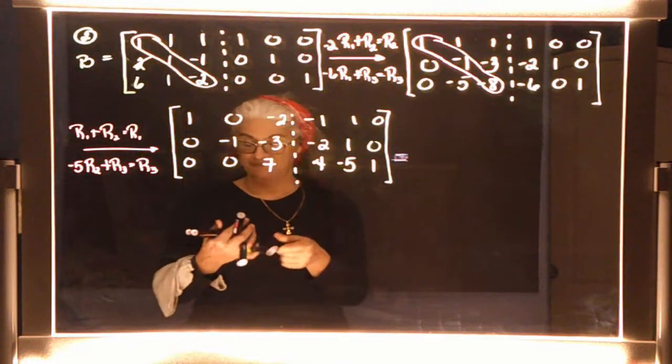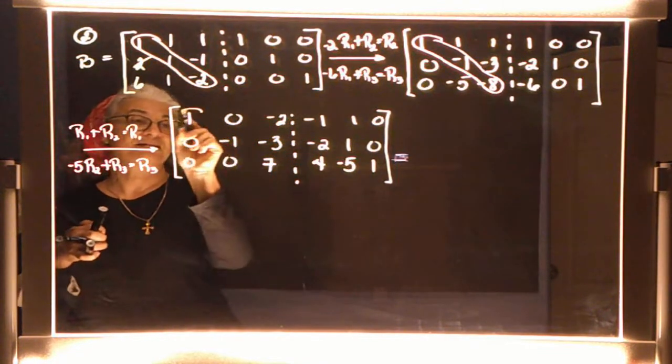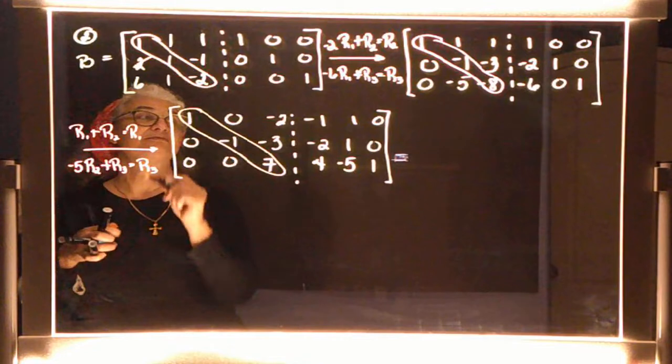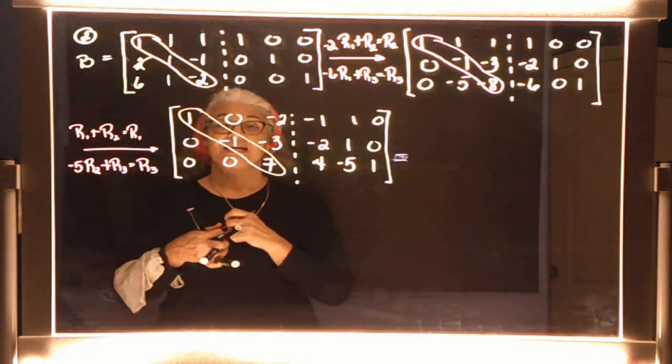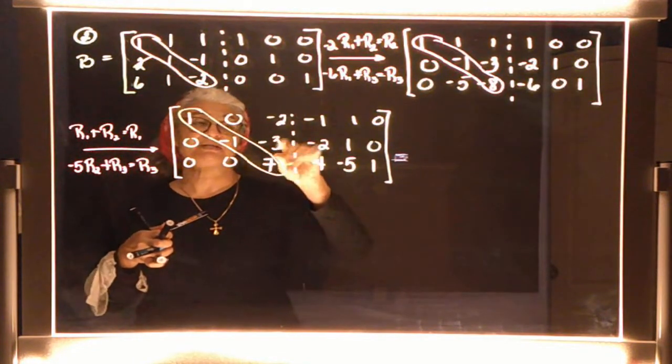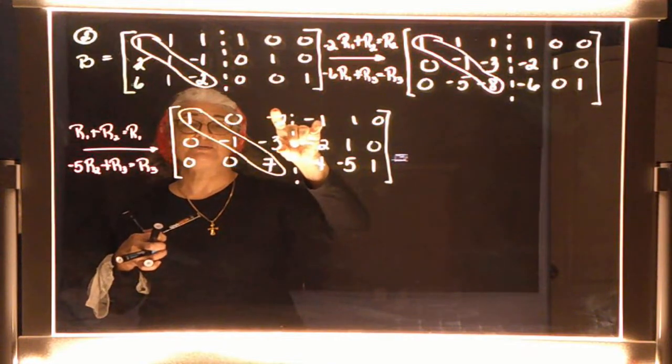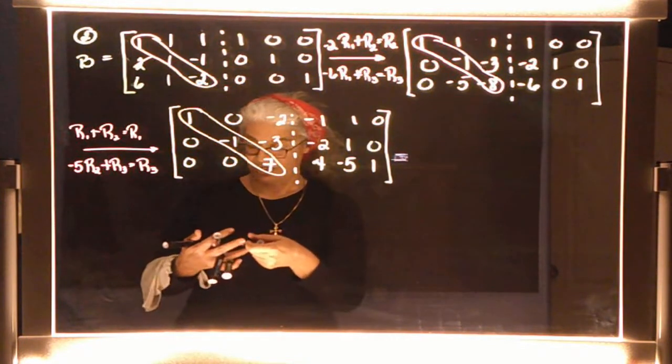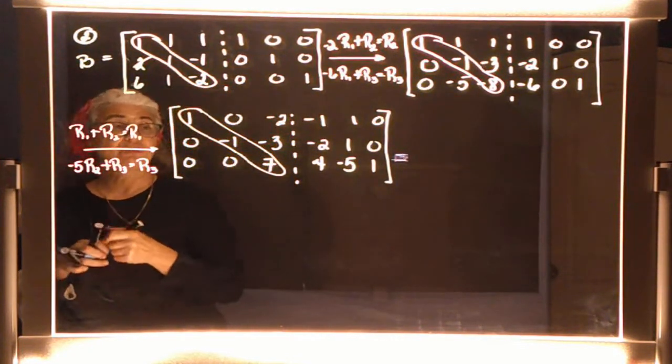Start all over again. Identify your main diagonal. Get everything above and below to be a 0, which means I need these two numbers to be a 0. So, let's see how you're following along.